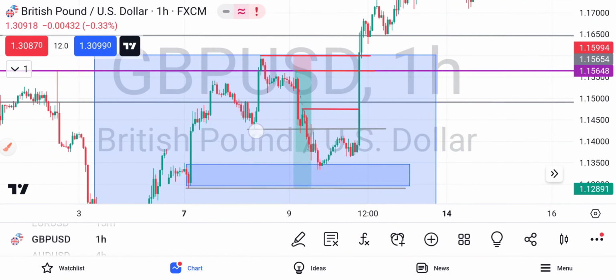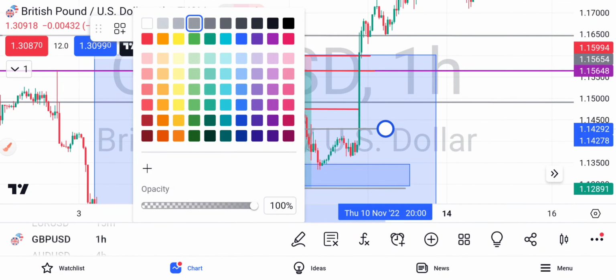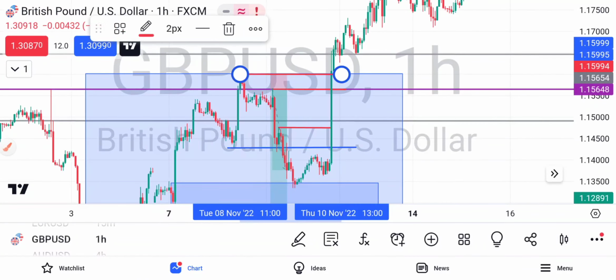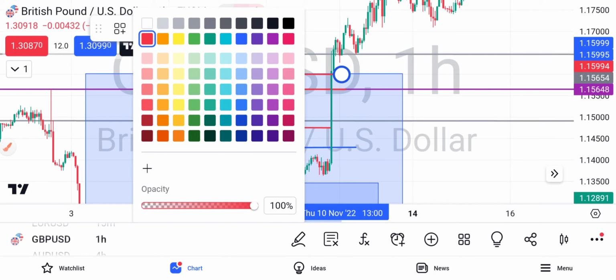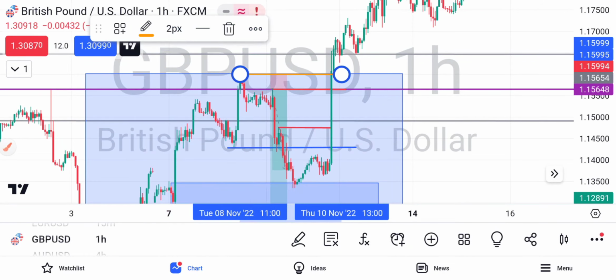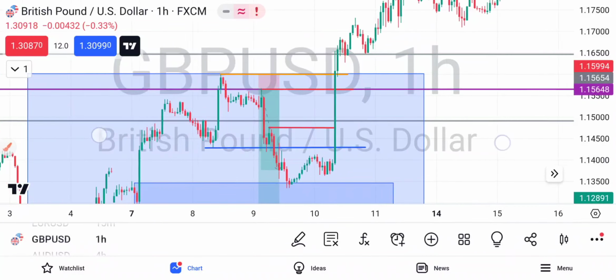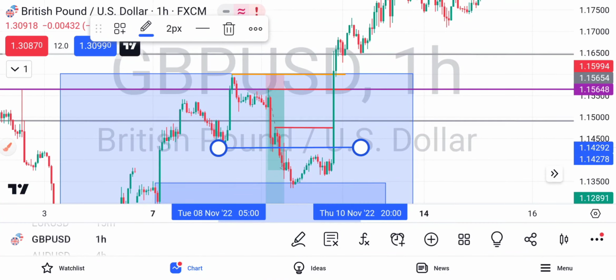So like I said, this is your internal range liquidity. Let me paint it blue for you. That's your internal range liquidity. And this red that has been the last one is your external range liquidity. Let me paint it orange as your external range liquidity.